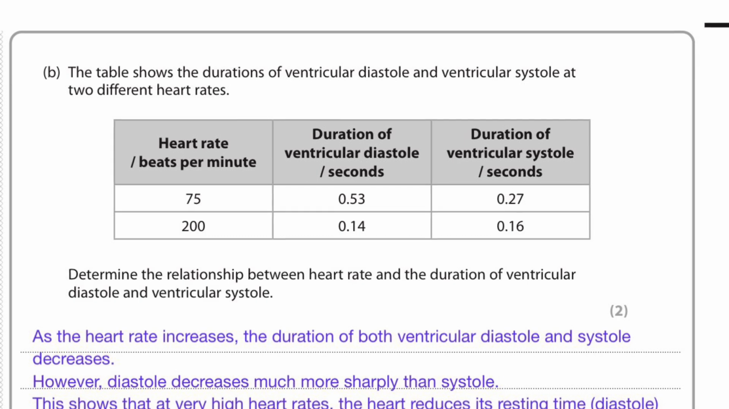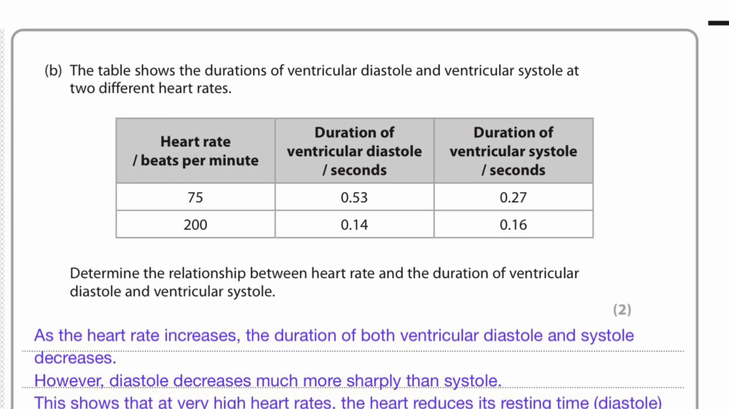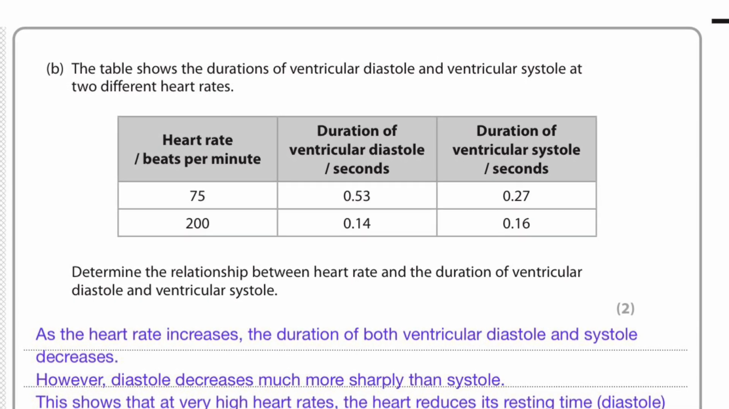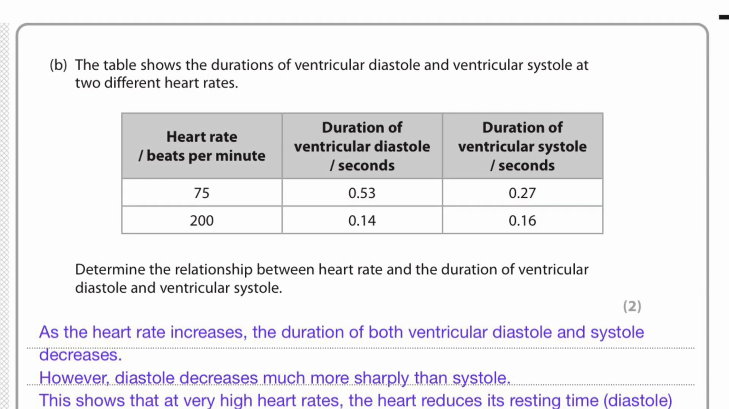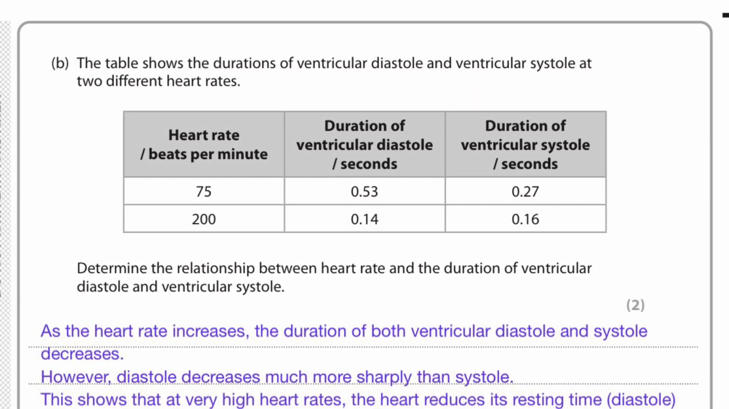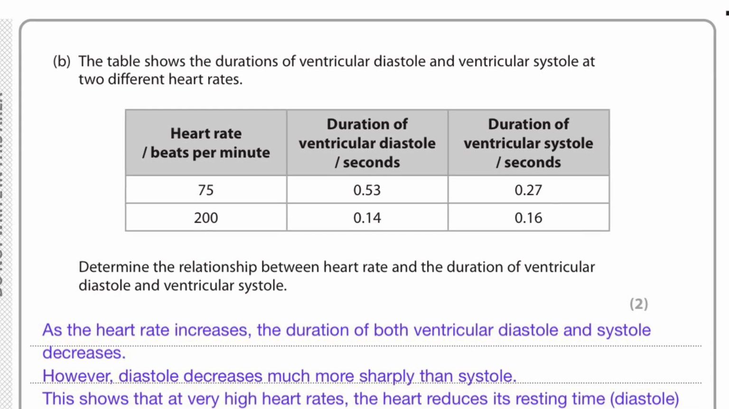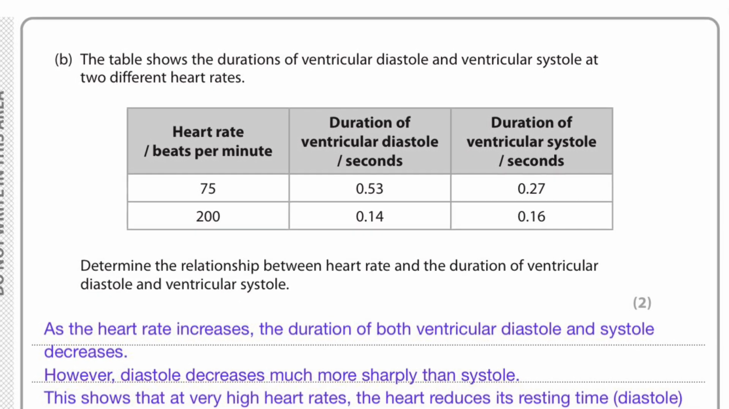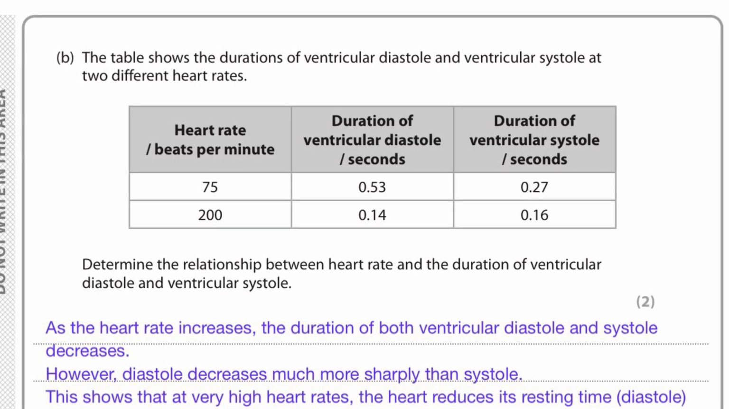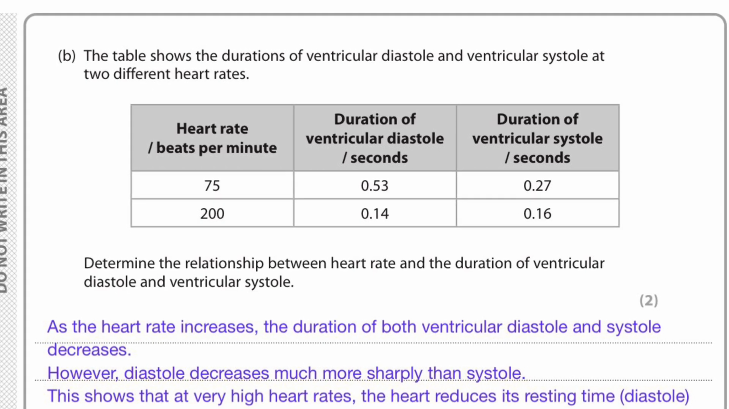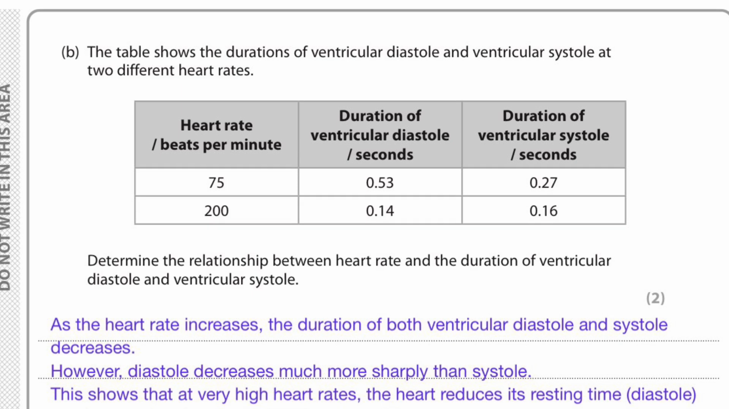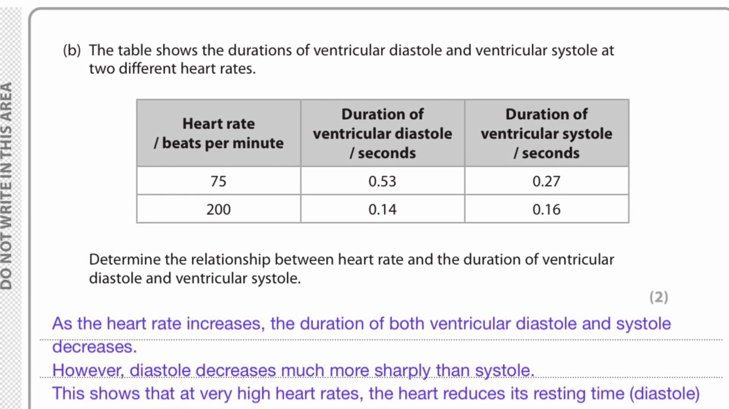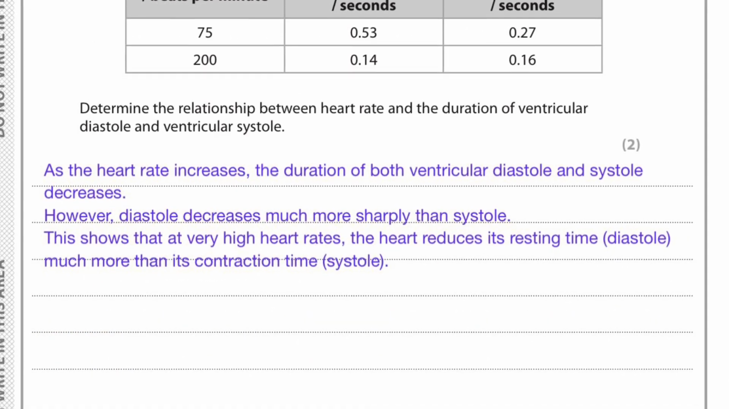In part B, they say, the table shows the durations of ventricular diastole and ventricular systole at 2 different heart rates. They ask, determine the relationship between heart rate and the duration of ventricular diastole and ventricular systole. This part is testing whether we can see the pattern between heart rate and how long each phase of the heartbeat lasts. So I said, as the heart rate increases, the duration of both ventricular diastole and systole decreases.